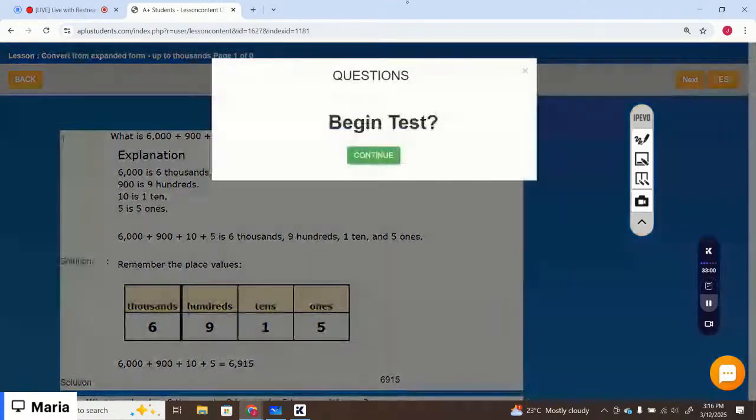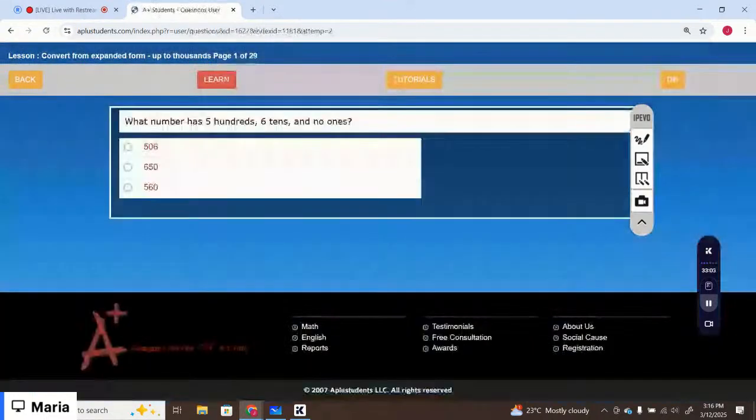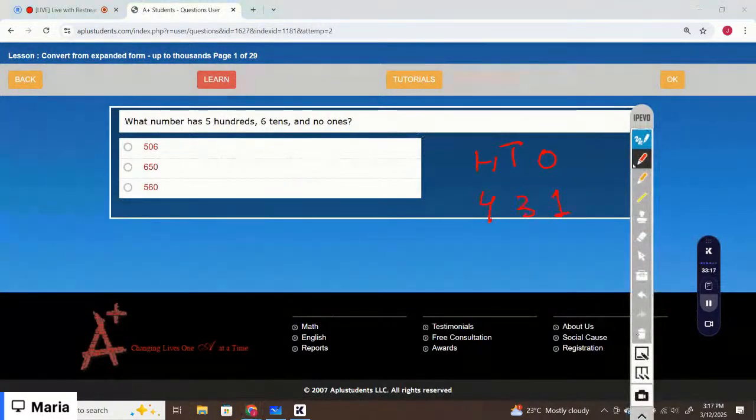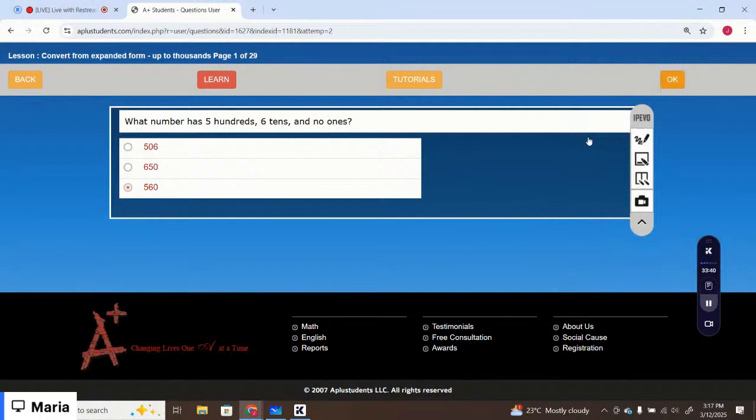Let's just start with the test questions. What number has 500, 6 tens, and no ones? So 500s, 6 tens, and no ones means 0 ones. So the digits they make together are 560. So option number 3 is the correct option. That is 560.